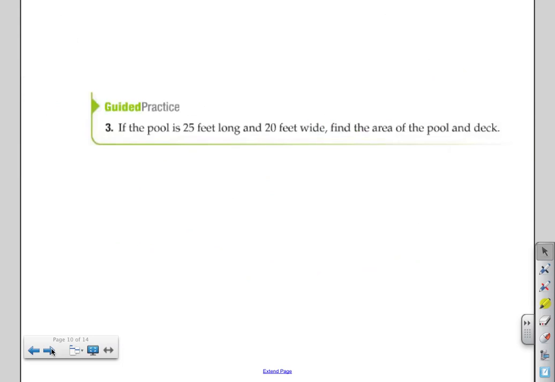All right, here's a guided practice. See if you can do it. Same thing, same picture, just the pool's longer and wider.